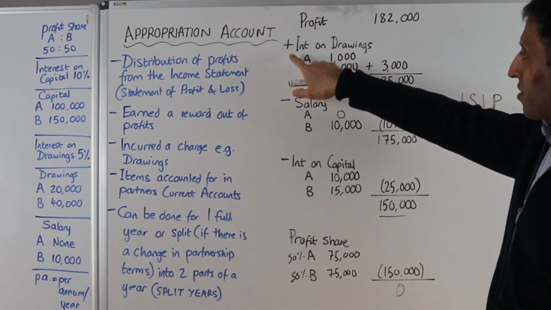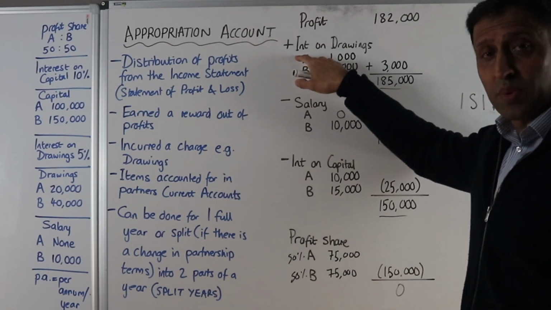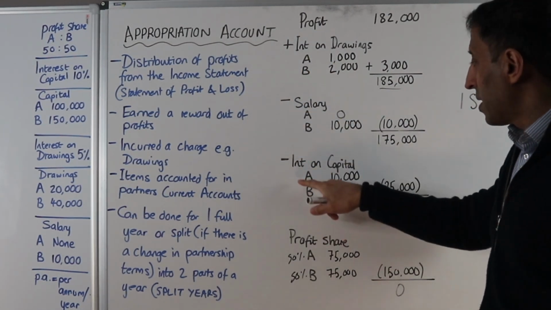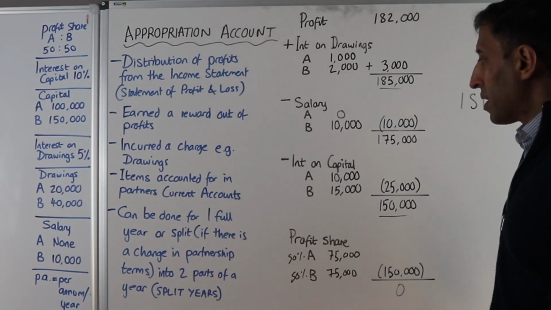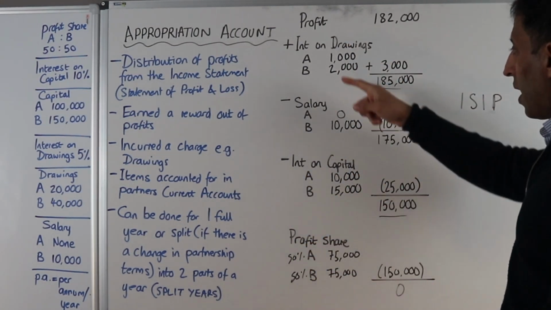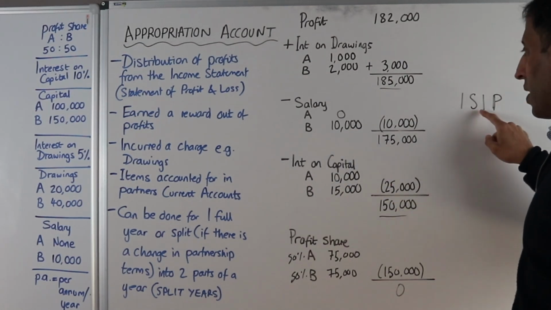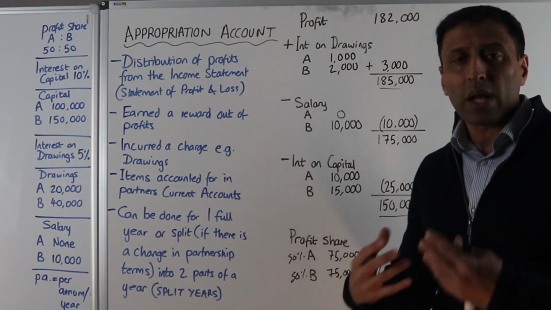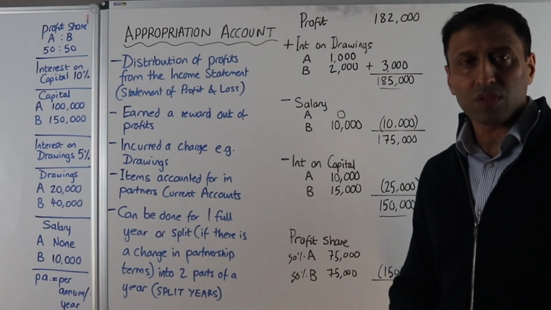Now you can see the first thing we deal with in an appropriation account is interest on drawings. That starts with an I. The second thing we do is minus salary. That starts with an S. Interest on capital I, profit share P. So you can summarize this to try and remember it as ISIP. ISIP, interest on drawings, salary, interest on capital, and then profit share. So hopefully that's a quick look and helpful way of looking at appropriation accounts for partnerships.